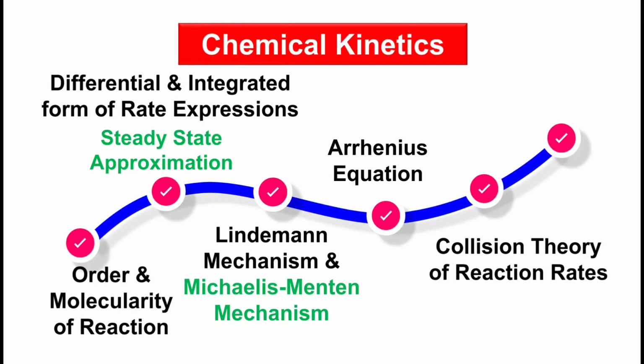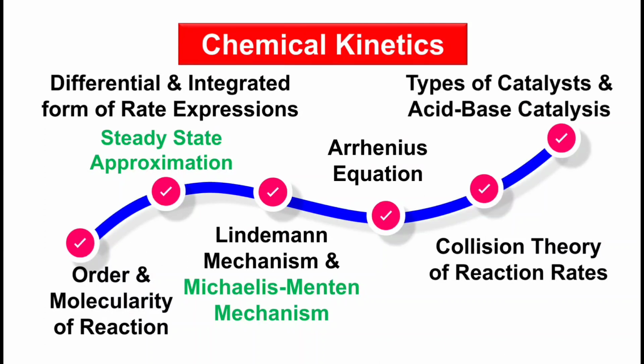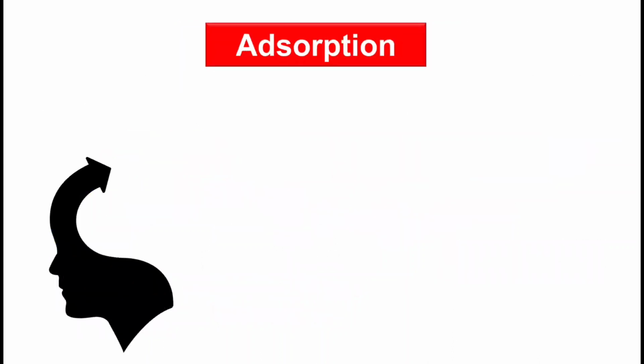Collision theory of reaction rates, types of catalysts like homogeneous, heterogeneous, metal-based catalysts and so on, and acid-base catalysis. These are the parts in chemical kinetics.